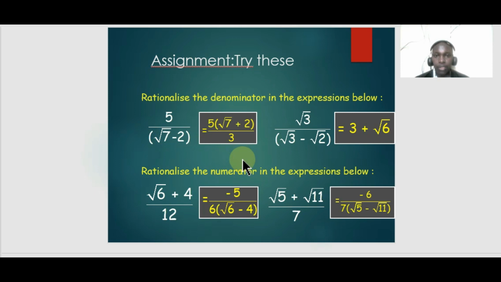Remember the rules of surds. Remember how we add the surds. Remember how we rationalize the denominator, and so on. So thank you so much for watching, and have a good time.